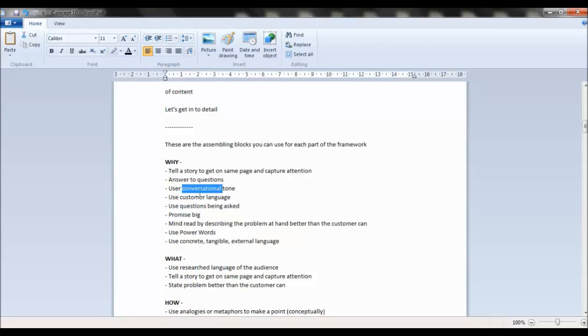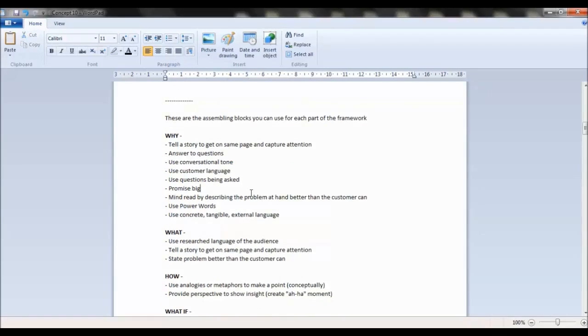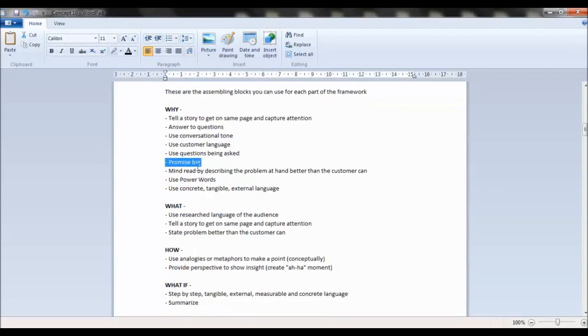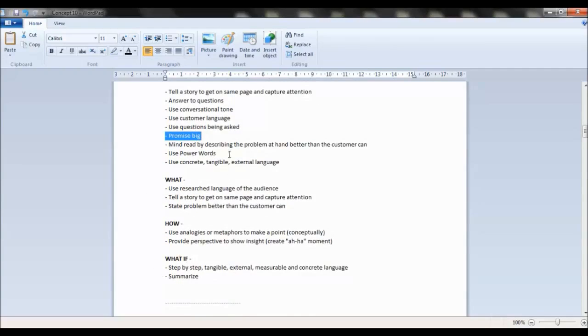You're going to use a conversational tone. This is something that's applicable for the entire piece of content. You're going to use the customer's language. It's kind of like answering two questions. It shows them that you understand them, and they'll understand that you understand. Okay, and you can use questions being asked. You can do the research for these, and you actually should do the research for these. You can quote your customers' questions, and you can deliver it back to them to show them that you understand them. Promise big in the beginning, and justify with your step-by-steps.